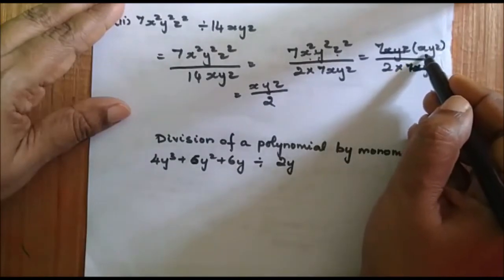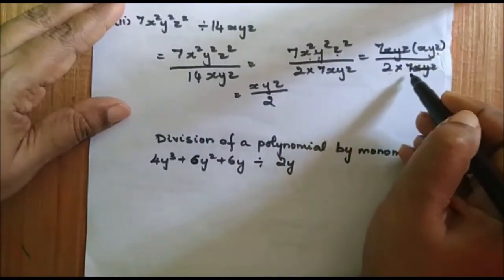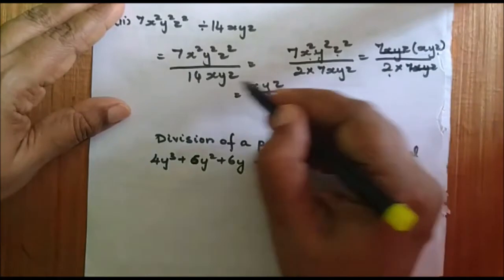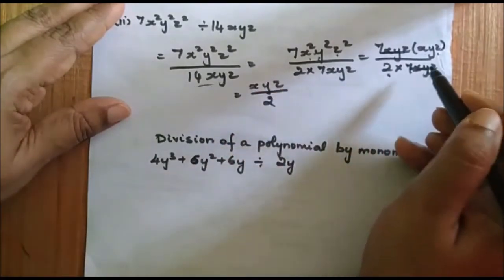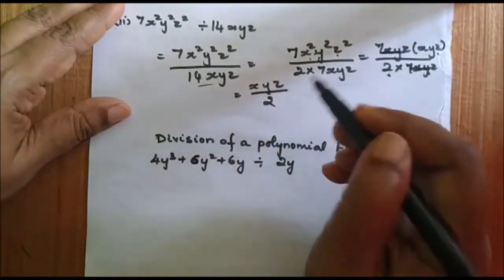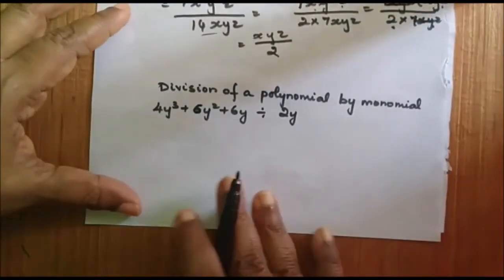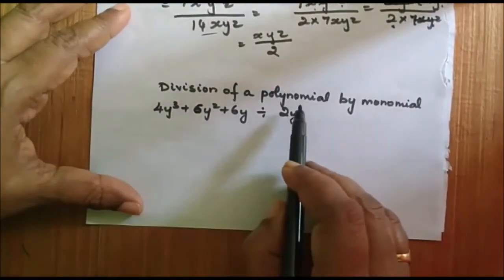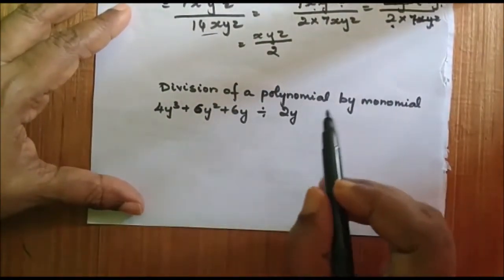The remaining terms are x, y, z. And at the bottom I have a 2, because 14 is 2 into 7. So it is xyz by 2. So, this is how we do. Now, this is a division of a polynomial by a monomial.